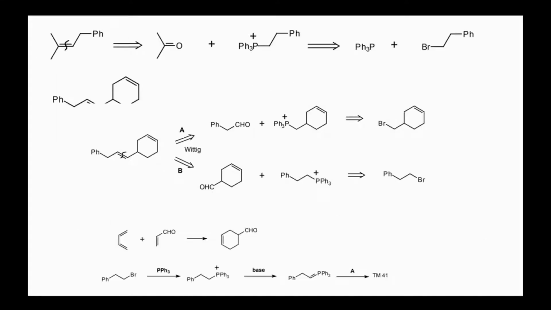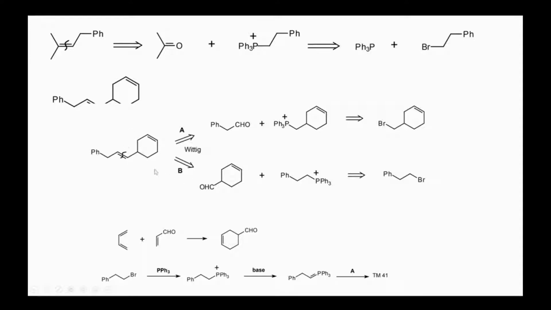Now move on to the next example. You can disconnect from this position. That will be a ketone, and then you will have this ylide. So basically this is a Wittig reaction. Then you can prepare alkenes using the Wittig reaction. So in this example where you have two alkenes, you can use the Diels-Alder strategy and the Wittig reaction strategy to prepare this kind of functional group.